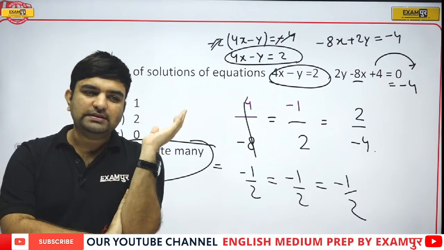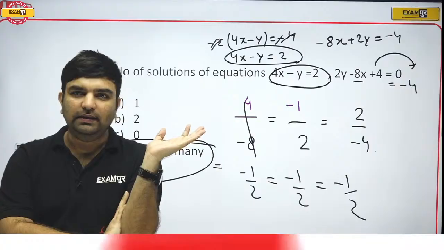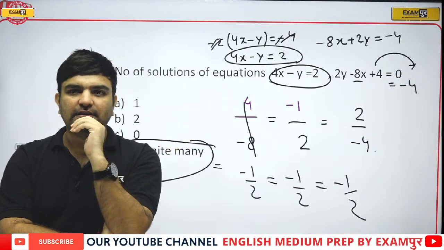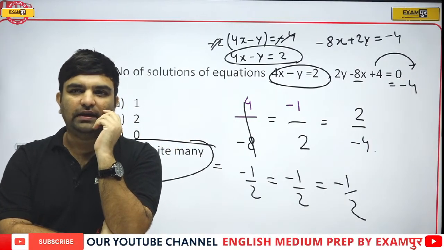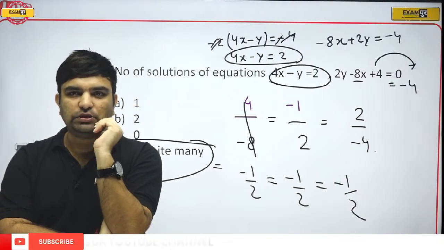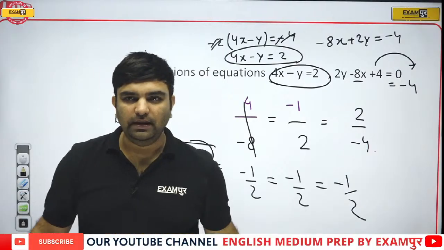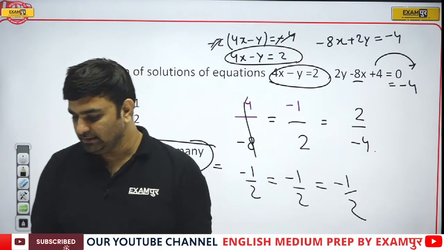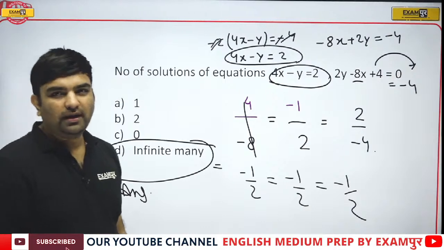So if two lines are exactly the same, definitely they are coincident. And coincident means infinite many solutions. Chalo, I hope it is clear now.